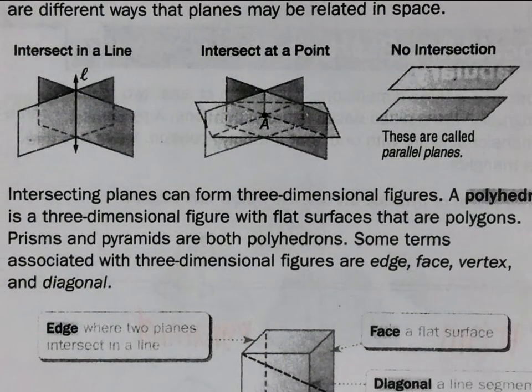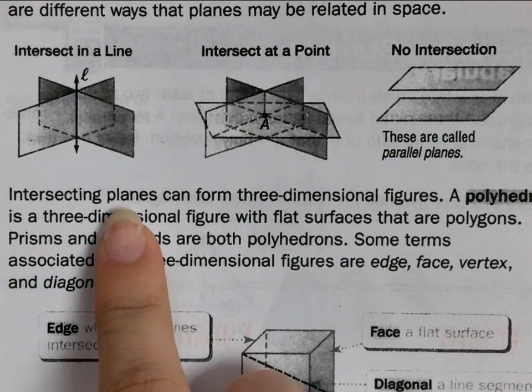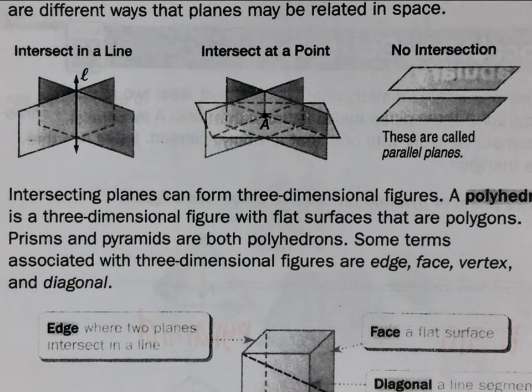Okay. So when we have these intersecting planes, they can form those 3D figures. A polyhedron is a 3D figure with flat surfaces that are polygons. So that means that every single surface of that polyhedron has to be flat. You cannot have any curved surfaces or else it is not a polyhedron. Okay. And then we have a few different things about those polyhedrons.